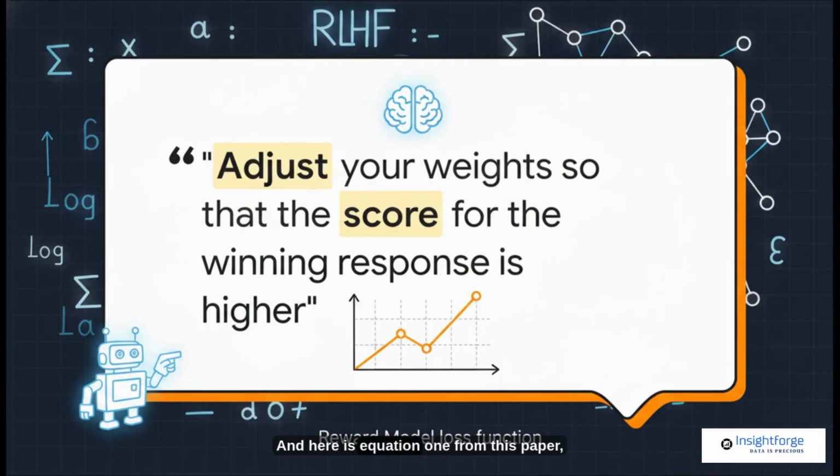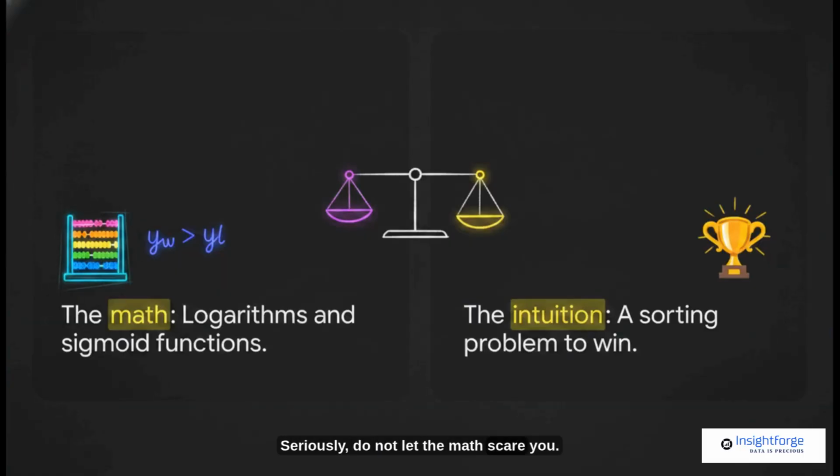And here is equation 1 from this paper, the reward model loss function. I know, at first glance, the Greek letters, the logarithms, the sigmoids, it all looks incredibly intimidating. But I want to purposefully defang the scary math for you right now. Seriously, do not let the math scare you. This equation is simply a sorting problem.